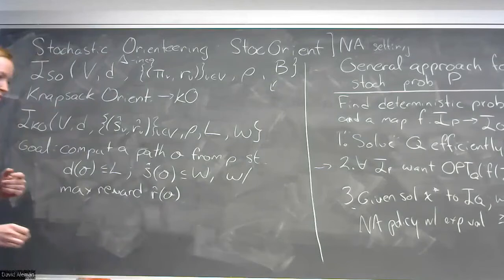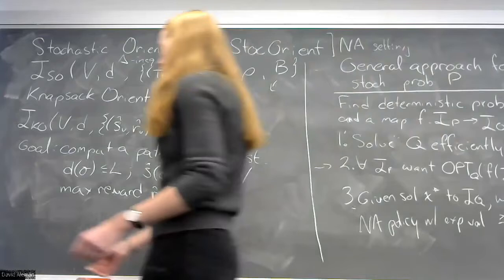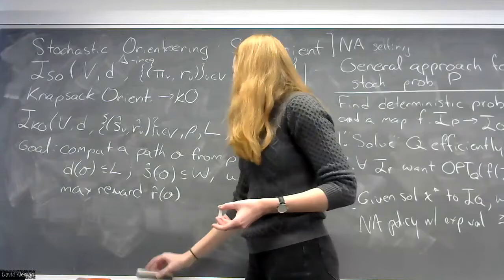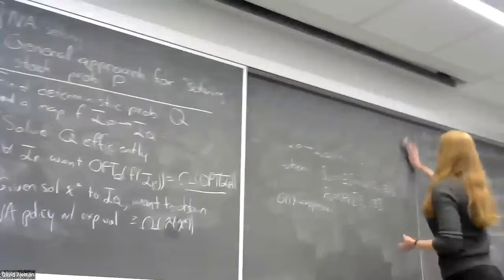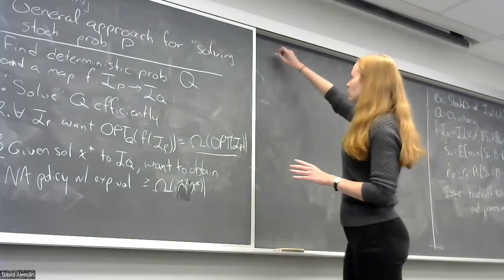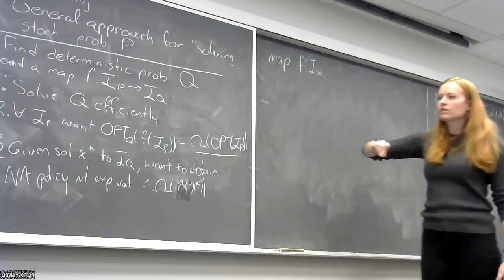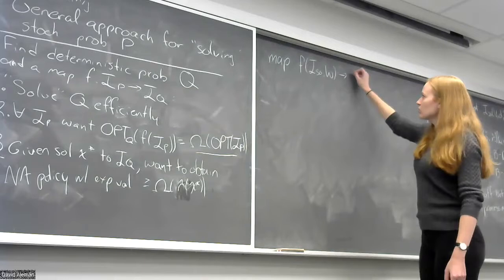Any questions about this deterministic problem? Okay. But now this gives us a bunch of problems, right? Depending on what choice we make for W. So this is the map we'll use, and we'll change this approach a little bit. So our map F now takes as input an instance of stochastic orienteering, as well as some guess for how much of the budget we should spend on processing jobs. And we get an instance of knapsack orienteering.